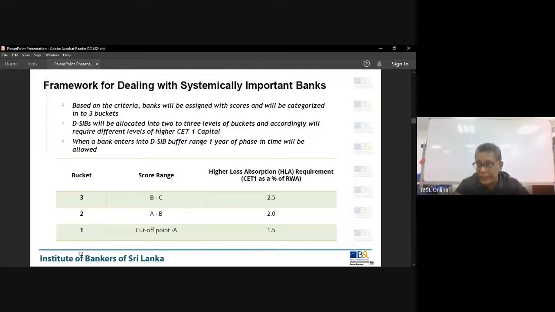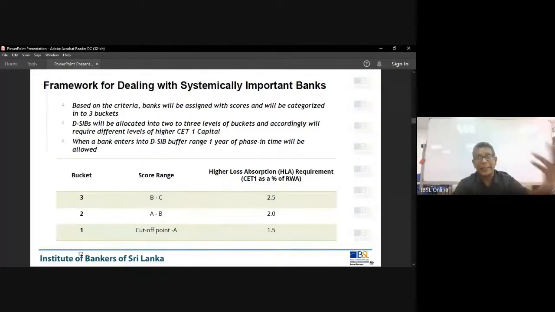Now, there is a small change you need to make. This is not 2.5 and 1.5. Please adjust it accordingly. Instead of 2.5, it is 2, 1.5 and 1, right? Not this amount. 2, 1.5 and 1. Okay, that is the higher loss absorption requirement. This is how you categorize the systemically important banks.